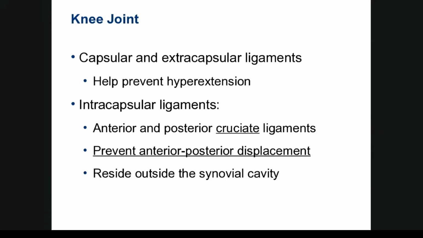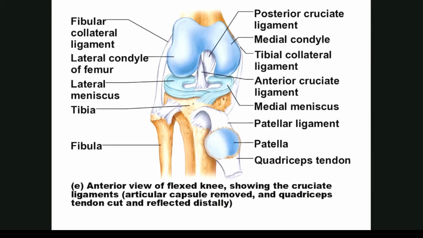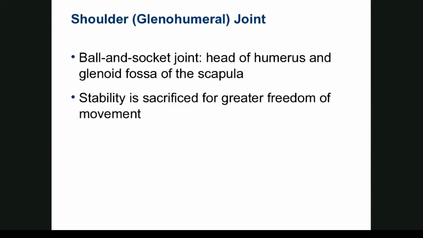Okay, now the knee joint is the next one we're going to talk about. It has capsular and extracapsular ligaments. Oh, we were on the knee joint. This thing's totally crazy. It's just going everywhere. There we go. Now we're back. Shoulder joint. And I apologize, but I'm probably not going to do this over.